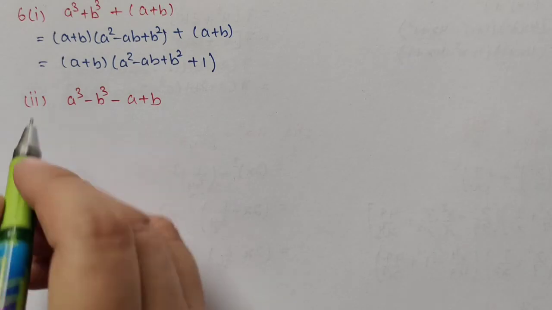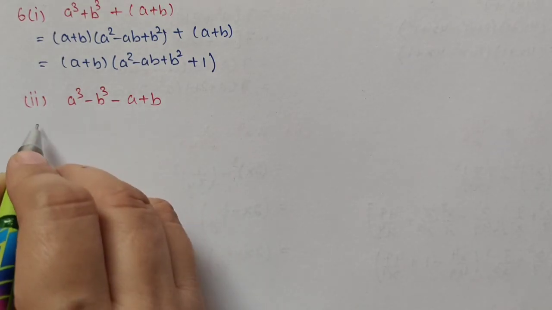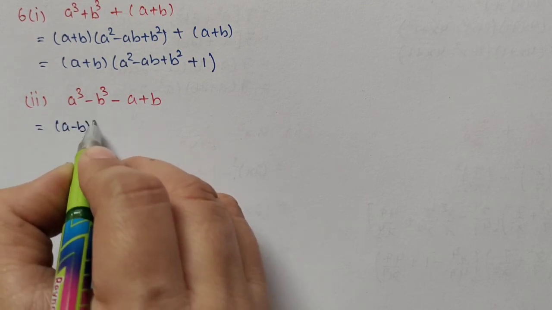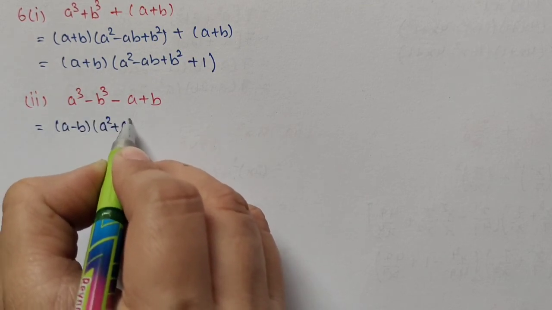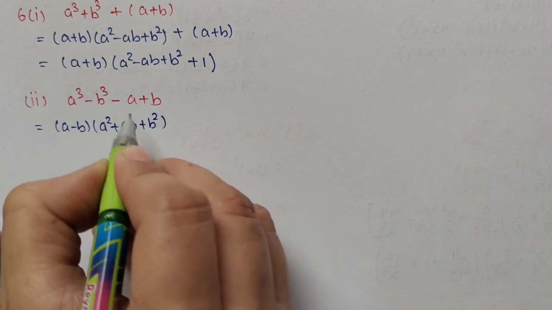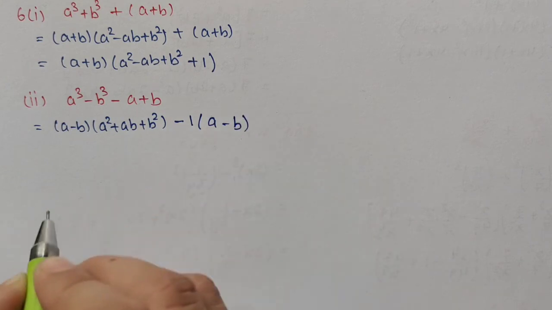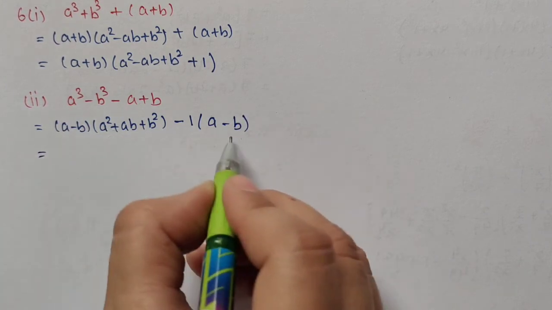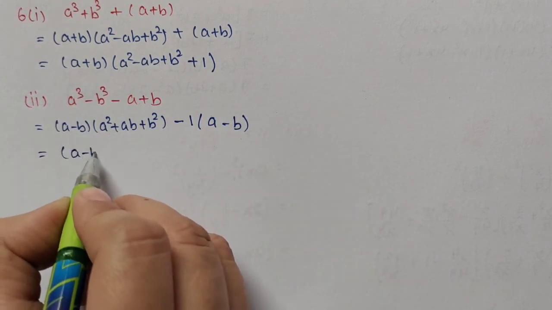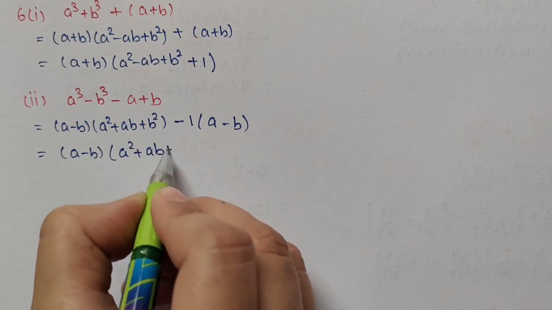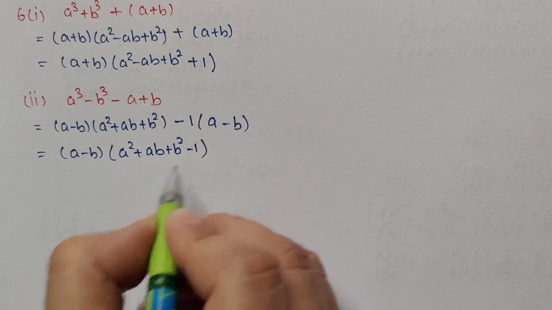Same way we will do the second part. Here we will use the formula a³ − b³. We will get (a − b)(a² + ab + b²). In these last two, minus 1 we can take out common, then a − b will be there. This a − b also we can take out common now. Another bracket will be a² + ab + b² − 1.